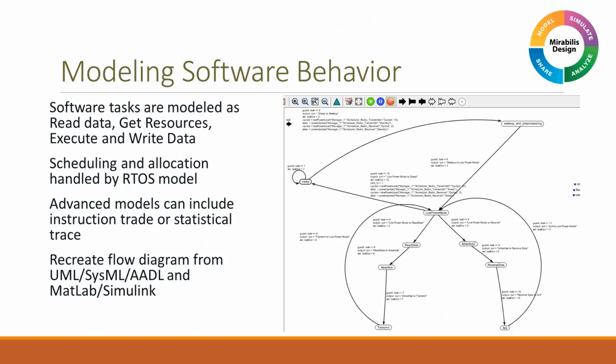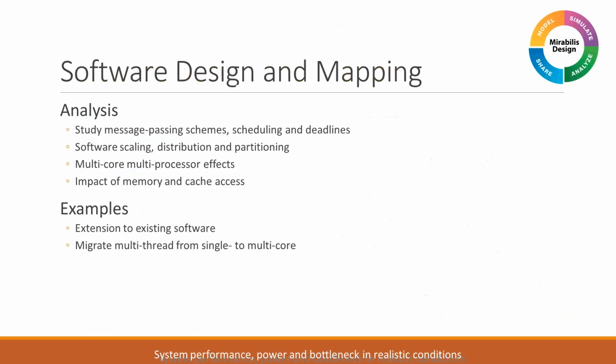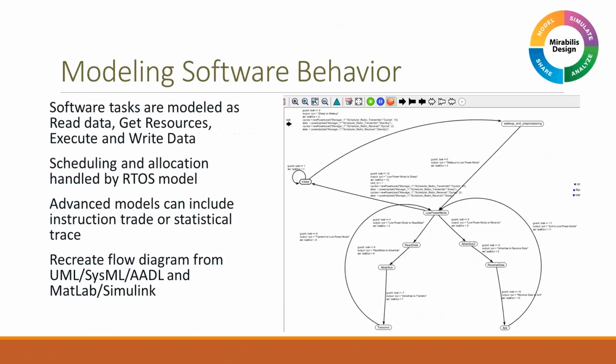Software tasks are really modeled with 4 different attributes: reading the data, getting certain resources, which is, for example, if a resource gets preempted or if there is a semaphore that says once I get access to it I can start executing, the actual execution on the processor, and then, once I'm done, writing back the data. There are always other attributes associated with that, like messaging, interrupts, events, timers and things like that. A lot of it is handled by the RTOS itself.